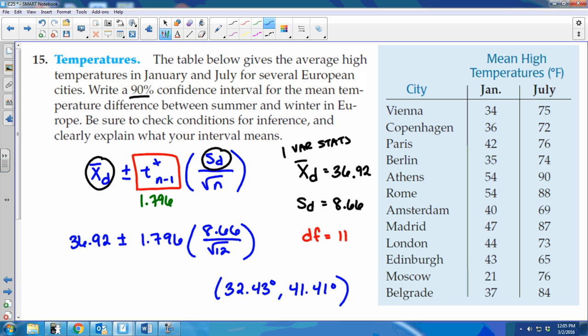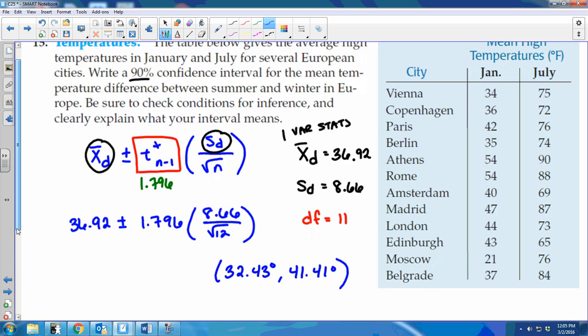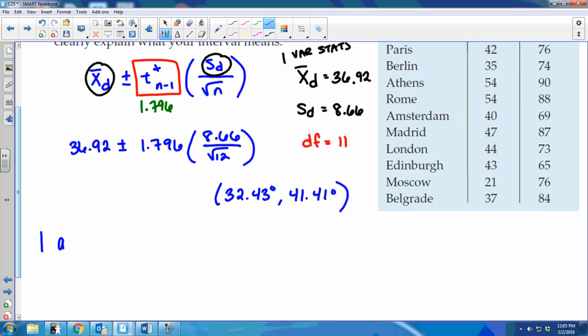So now I need to get a conclusion of what that means. So I am 90% confident. Some of you guys are losing it on your latest quizzes and things about what to say with an interval. You're starting to ad-lib. I told you that was a bad idea. You're starting to say things like 90% of the time and stuff, and that's not necessarily true. All right, so I'm 90% confident.